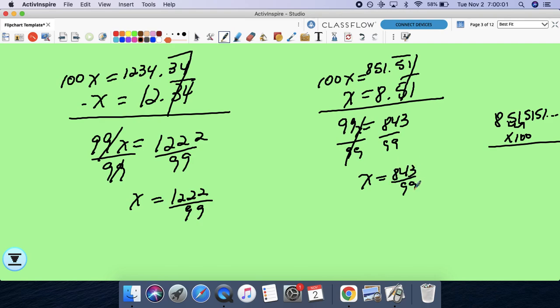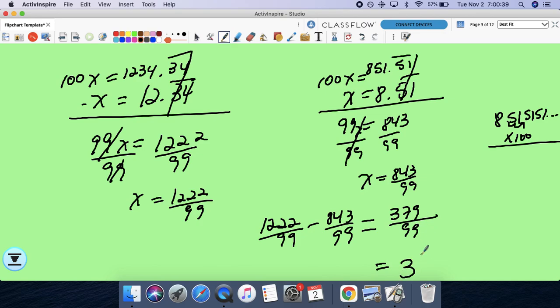Now we want to find the difference between both of them. What is that? So we're going to find 1222 over 99. And good thing I didn't change it to a mixed number. We can easily subtract these two. 1222 minus 843 equals 379 over 99, which is, let's see, 3 and 7 is 10, 19. Still not divisible by 3. But this time it's easy to simplify. 99 goes in that 3 times, and it's going to be 82 over 99.